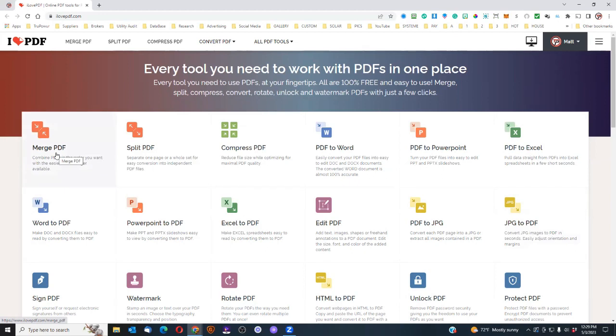Or if they sent you 12 months worth of bills all in one file, well, we don't need that. We just need the most recent one. So you could split that out. If the file is too big, you can compress it. If you want to convert a PDF to a Word doc so that you can edit it or take some of that information and use it to your benefit, there's a lot of great PDF tools that are available to you right there.